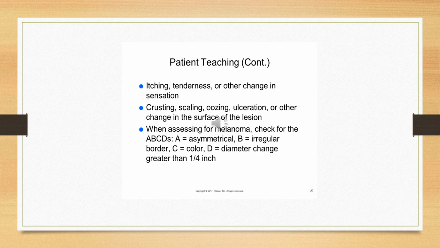But checking for the ABCDs. So A, is it asymmetrical? B, does it have an irregular border? C, the color of it. D, the diameter of it. Is it getting larger? And so those are some additional things you want to make sure you're teaching your patient to monitor.